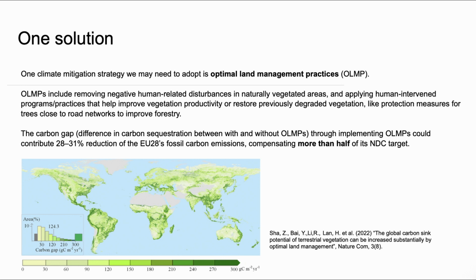The authors find that if we better use our land, we can reduce the EU's fossil carbon emissions by 28 to 31%, which already compensates more than half of its nationally determined contributions target.